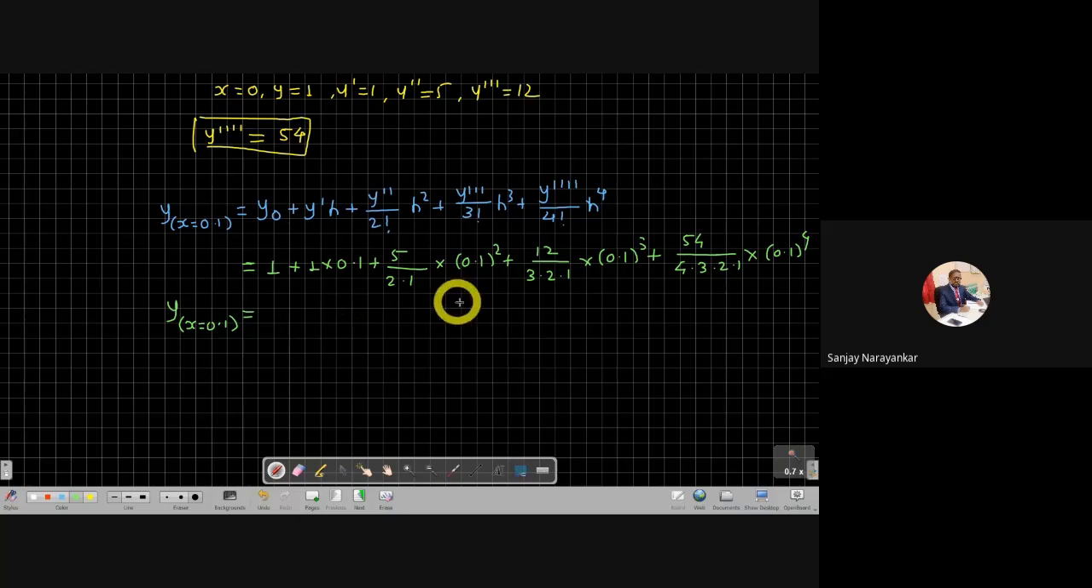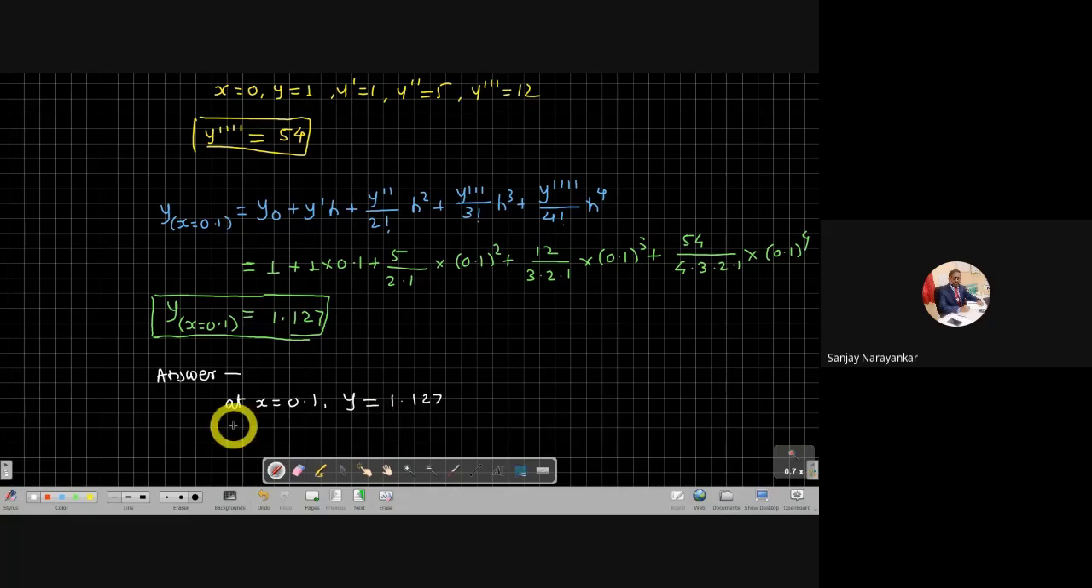Can anyone please? 1.127. So this is the value of y at x is equal to 0.1. So you can write your answer here. Answer. Always highlight your answers. Answer. At x is equal to 0.1, the value of y is equal to 1.127. Just highlight this. This is your answer. Now tell me, students, any question, any doubt in Taylor series?